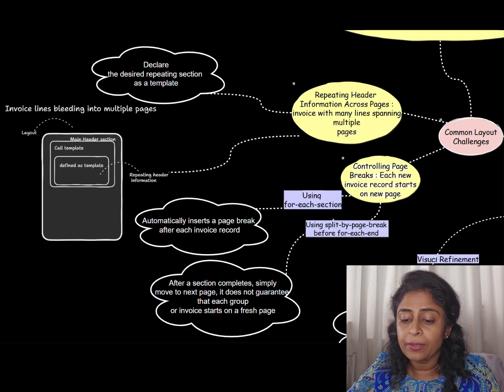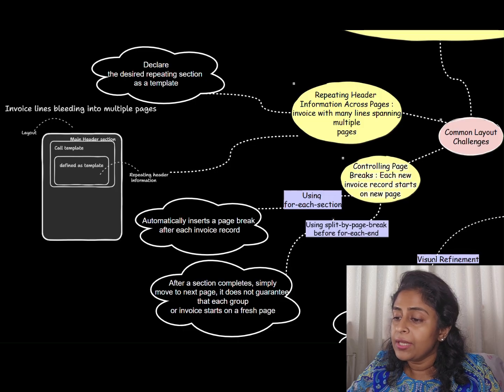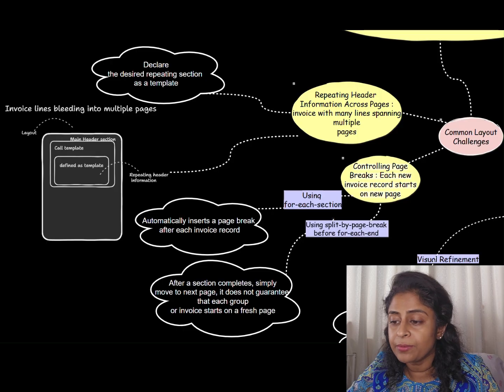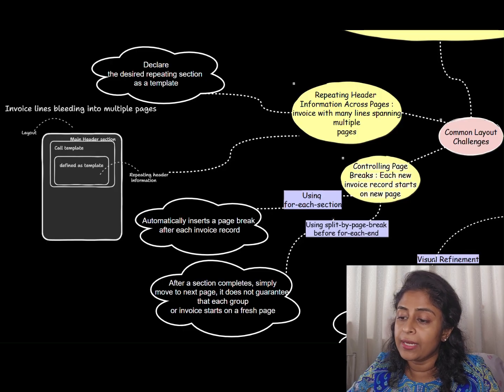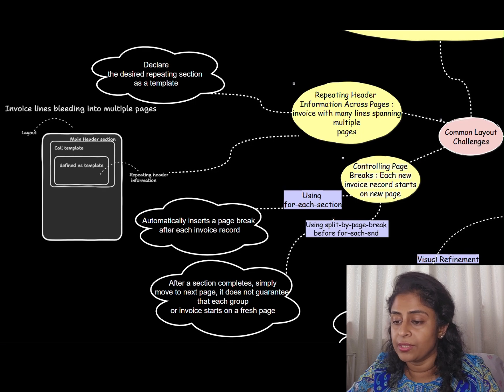Method 2 is split by page break with for each. This method involves explicitly inserting a split by page break command before the end for each tag. Here we can see how method 1 becomes superior because split by page break method does not ensure automatically the repeating header happens on the subsequent pages.